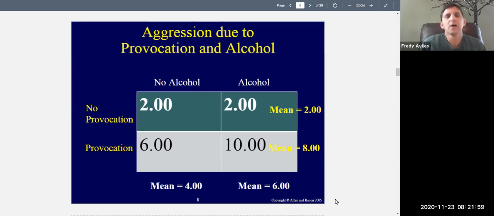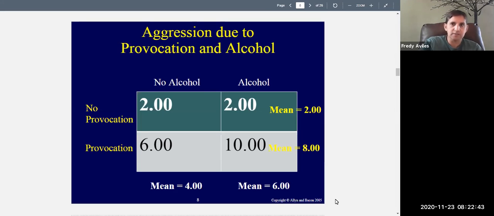Okay, so here we have a table of the results. The other one was the graph. This is like your multiplication table. If you see no alcohol, no provocation, that's the average for those that did not receive any alcohol and were not provoked. Their average is 2. That's the number on the upper left. Those that received alcohol but were not provoked, their average level of aggression was 2, right? That's the big number on the upper right.